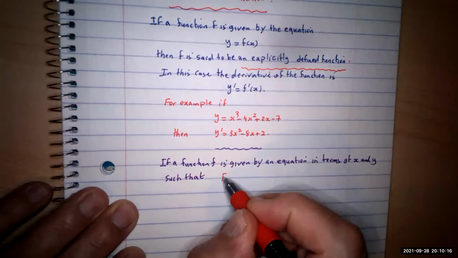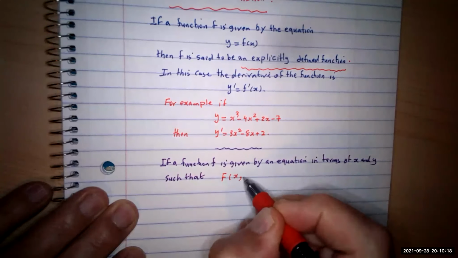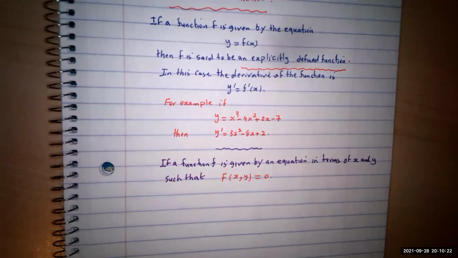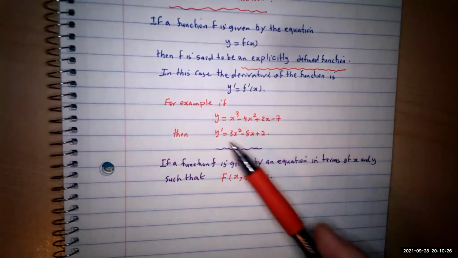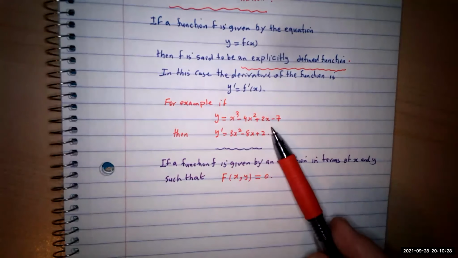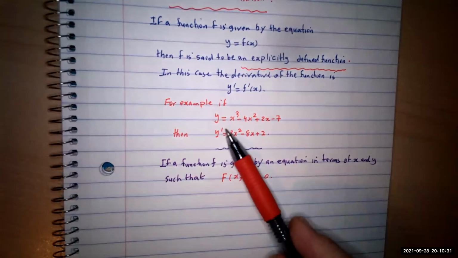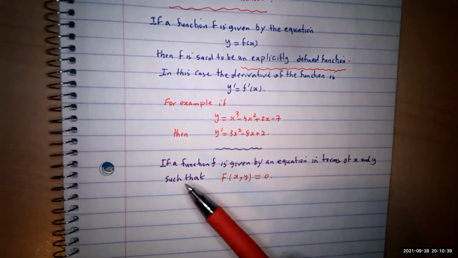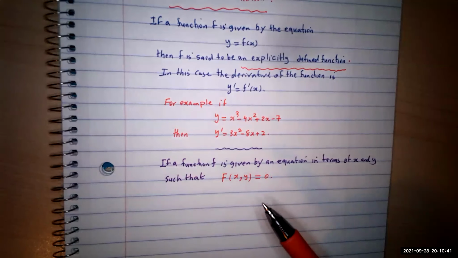You have a function F of x comma y equal to 0. So this means x and y are mixed together. Look at this one. In this case, y is given to you directly, so it's not mixed together. So it's solved for y. But with this one over here, you have to solve it for y, and the difficulty is, it's not going to be easy to solve.